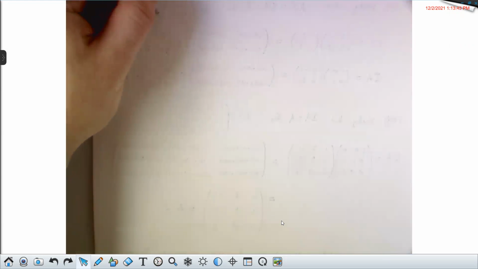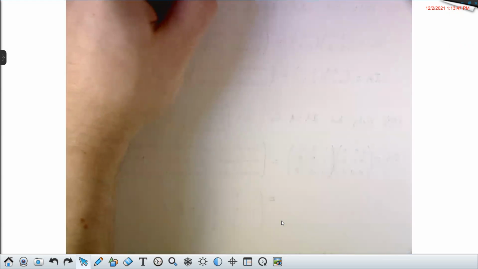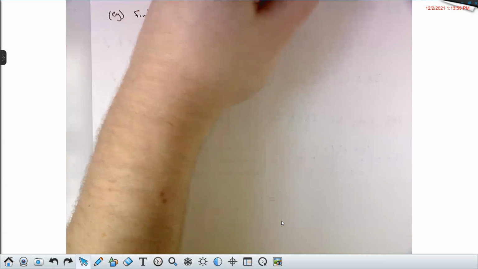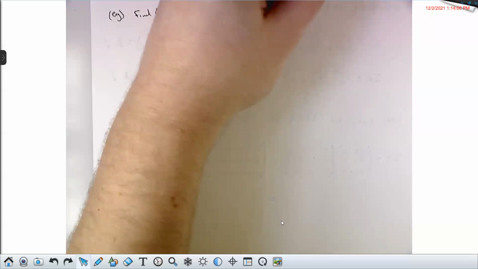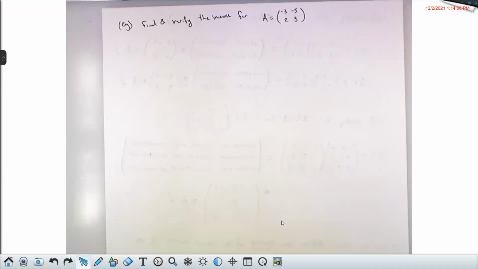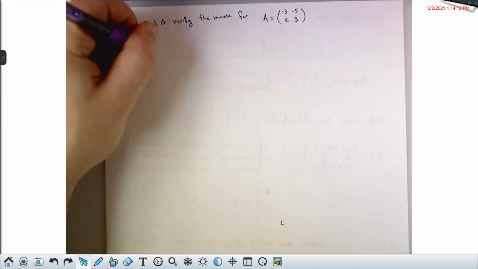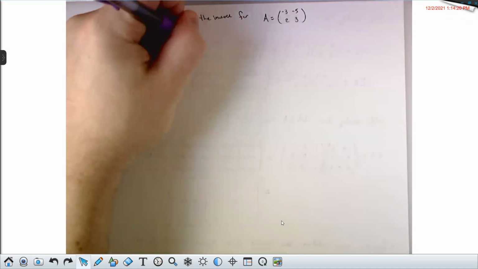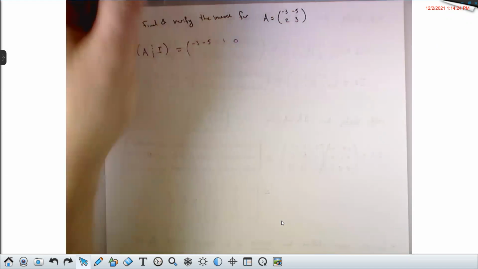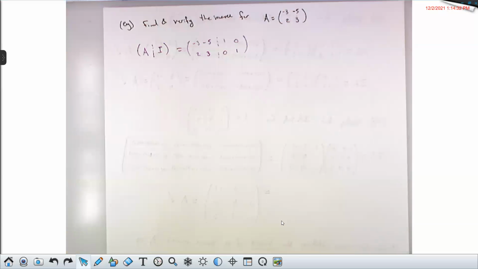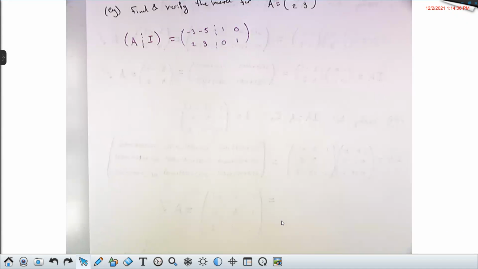Let's do it with the matrix we worked with earlier. Let's find and verify the inverse of the matrix A from our little 2 by 2, -3, -5, 2, 3. So first I'm going to augment my matrix A by the identity matrix. That's -3, -5, 1, 0, 2, 3, 0, 1. And then I'm going to run row ops on this until the left-hand side there is the identity.